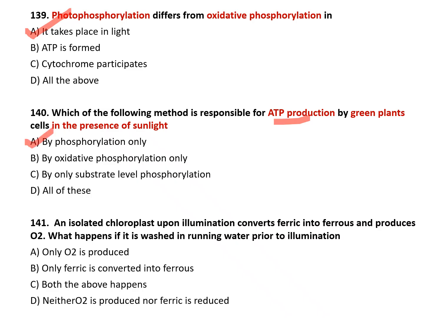The next question, number 141. An isolated chloroplast upon illumination converts ferric into ferrous and produces oxygen. What happens if it is washed in running water prior to illumination? Option A, only oxygen is produced. Option B, only ferric is converted into ferrous. Option C, both the above happen. Option D, neither oxygen is produced nor ferric is reduced. The correct answer is option B, only ferric is converted into ferrous.